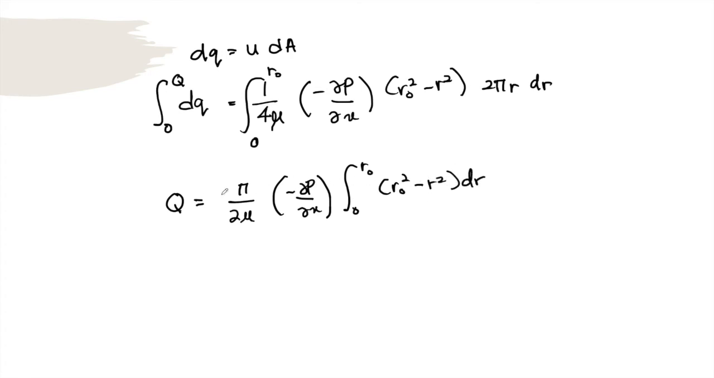This is not the product of derivation, it is integration. I already integrated this side first, so we get Q, but this side I have not yet integrated. If I integrate this and simplify, I will get that Q equals pi over 8 mu, negative del p over del x, R naught square. This is the equation to find Q.